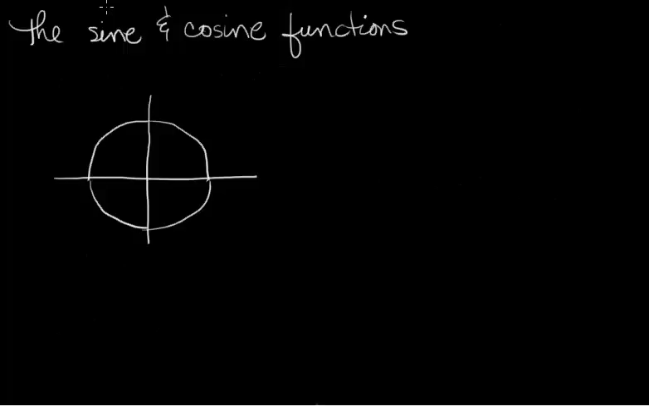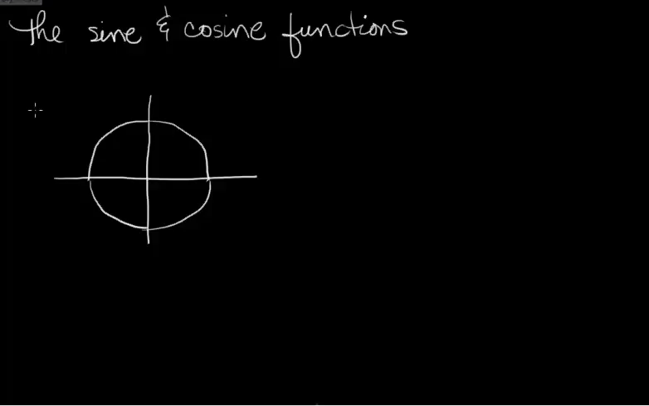Most of you in high school probably learned the sine and cosine functions by using a right triangle. And that's fine. But another way to define the sine and cosine functions is by using a different graph. We're going to use the unit circle.